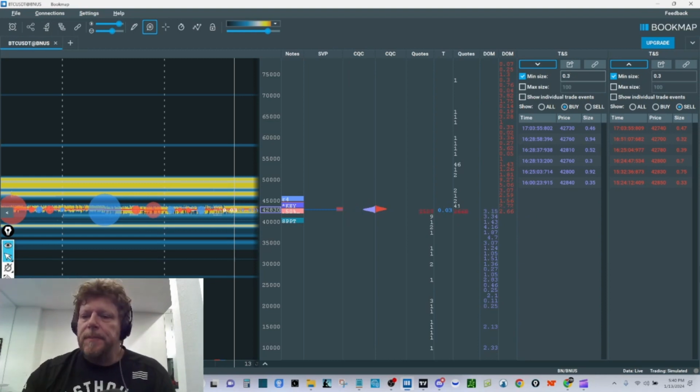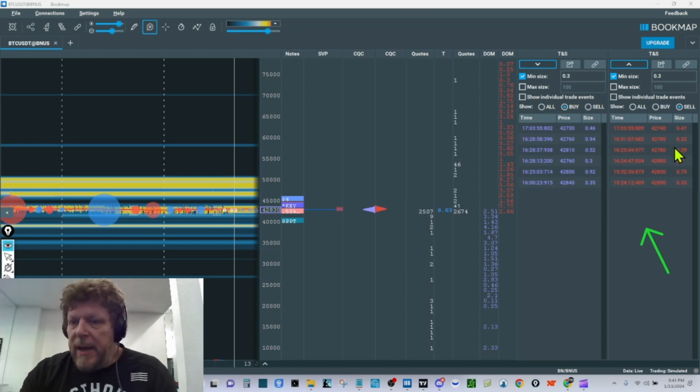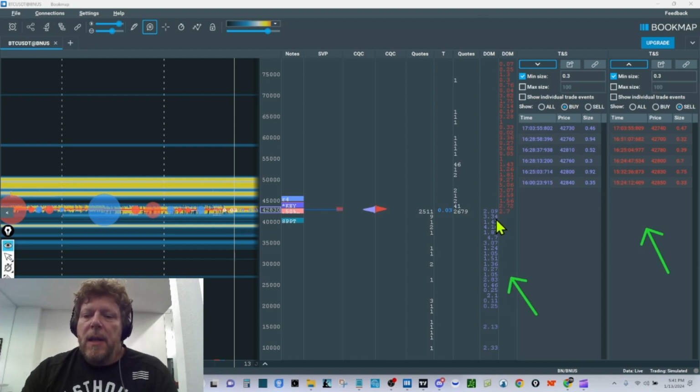So check it out. What we have here is the Bookmap time and sales, and that's this guy right here. You can see I have this set to buyers and sellers, or bid and ask. Over here we have the DOM, or depth of market, and this is where sales are actually happening. You can see right now, it looks like 2.7 sellers to 2.09 buyers. That's the ask and the bid side.